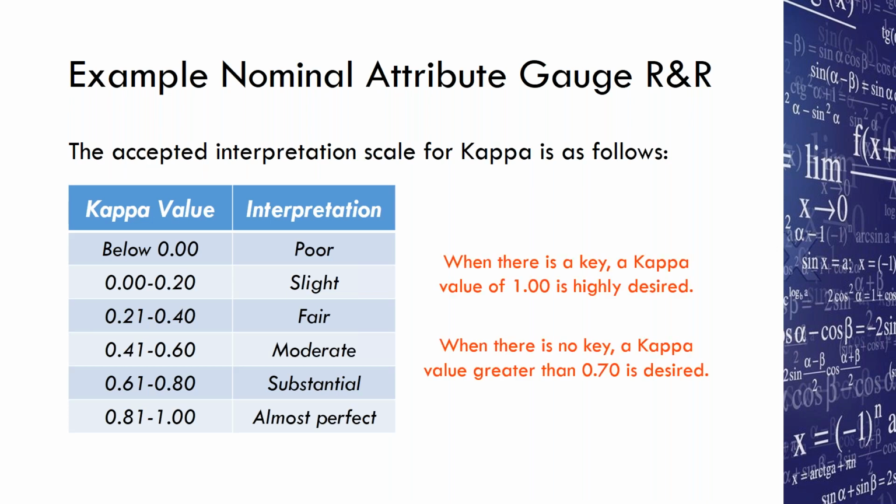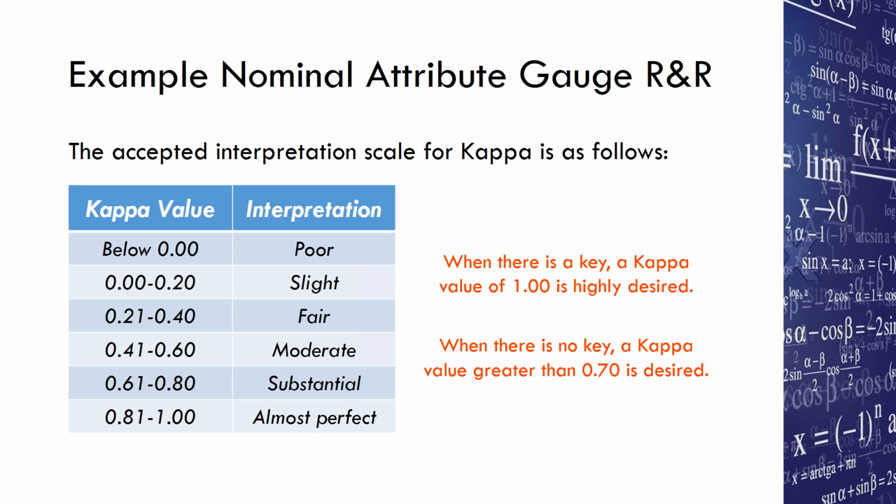So my guidance to you is that when you have a key, so you have a known right answer, you should strive to get a kappa value of 1.0. In other words, everybody agrees with themselves, everybody agrees with each other, and everybody agrees with the key.